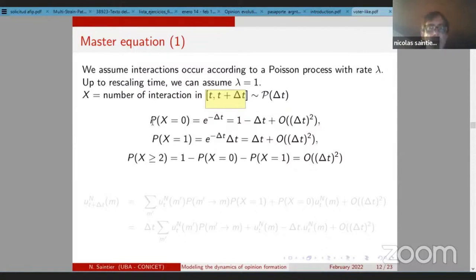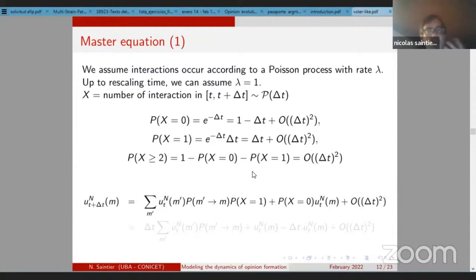Okay, just here I recall the definition of the Poisson variable, right? And think of delta t as small. So this exponential is 1 minus delta t. This one is delta t. And the probability that there are more than two interactions is of the order delta t squared. And these delta t squared terms, I will ignore them completely. Okay, I'm interested in what happens up to the order of delta t. Okay, so now let's say.